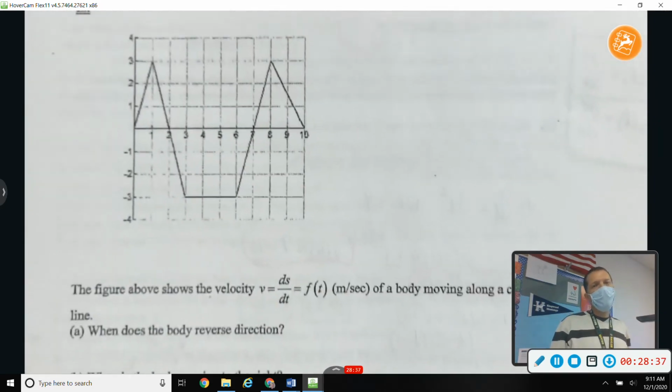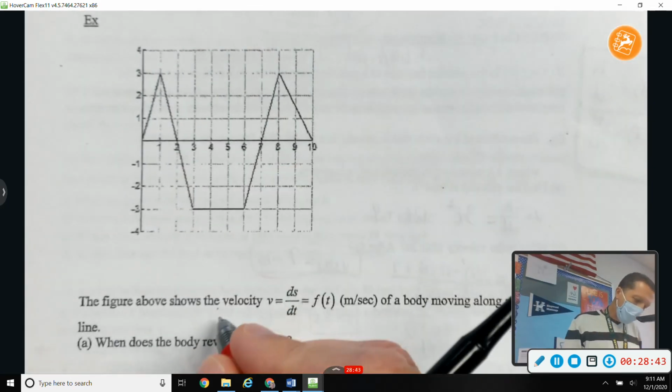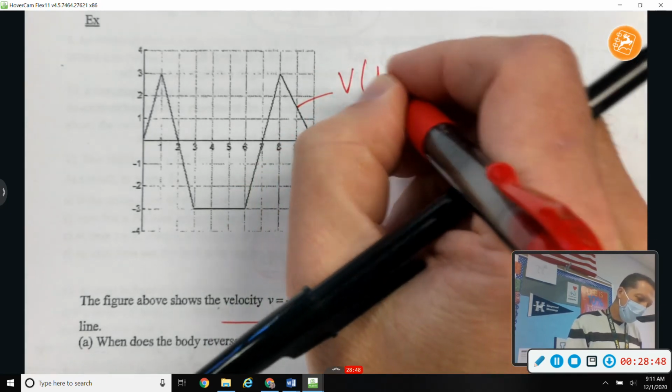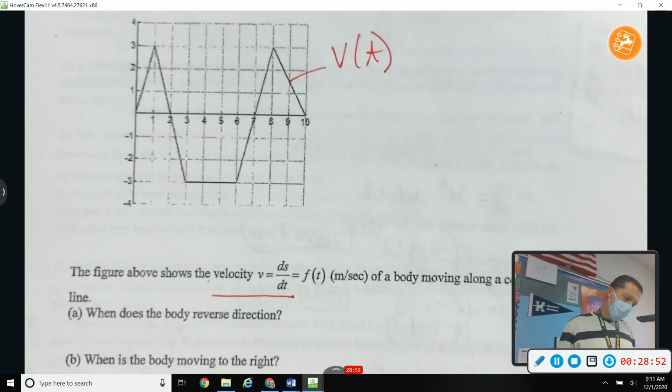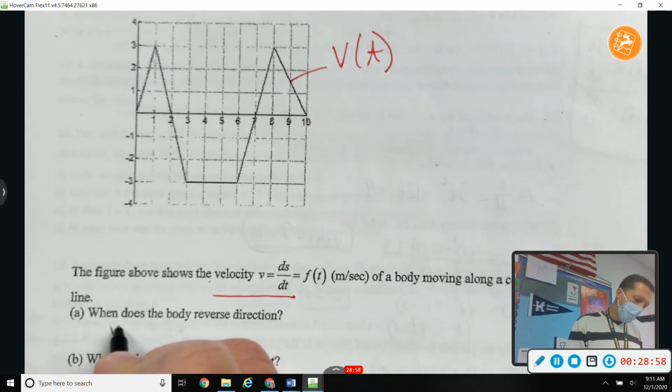But again, anytime you've got a graph, you better be real careful about what graph you're looking at. The figure above shows the velocity, so this is the velocity graph. When does the body reverse directions? Well, it reverses direction when v changes signs.